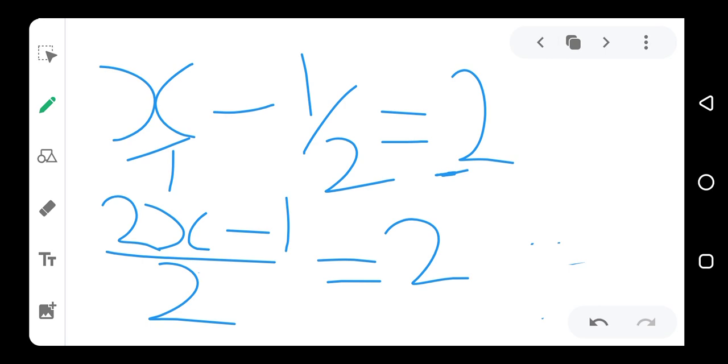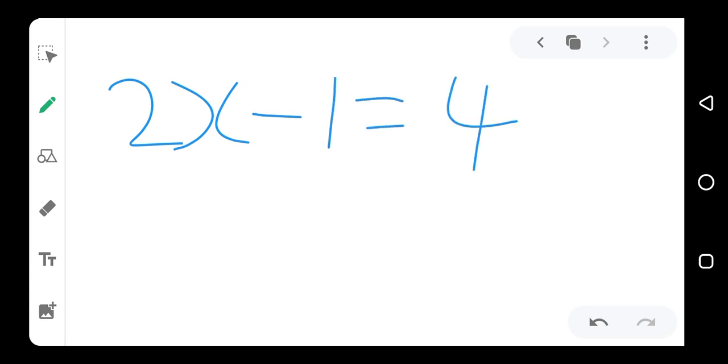Now here we have 2 as a denominator. If we bring the 2 to this side, it becomes multiplication. So we have 2x minus 1 is equal to 4, which is the same thing we got when we multiplied through by 2. So I just decided to show you two different ways you can do it. You can multiply through by the denominator, or you can find the LCM and then solve further.